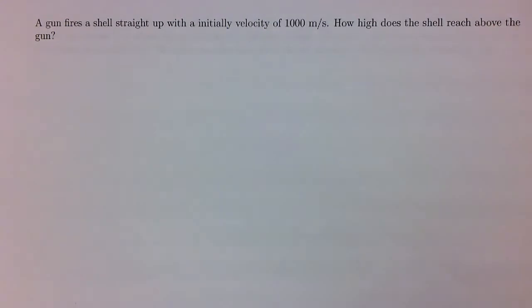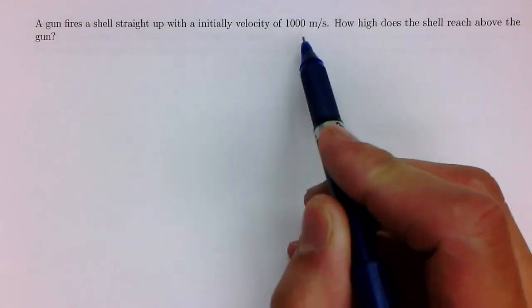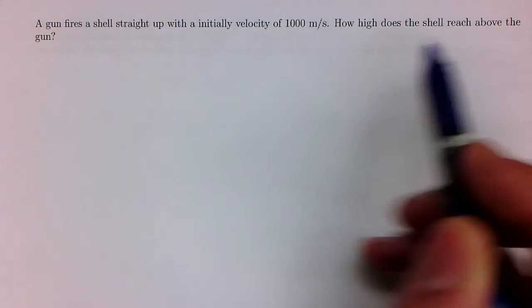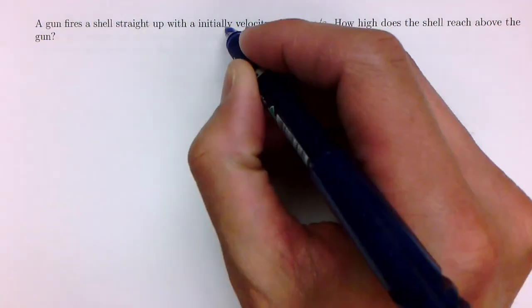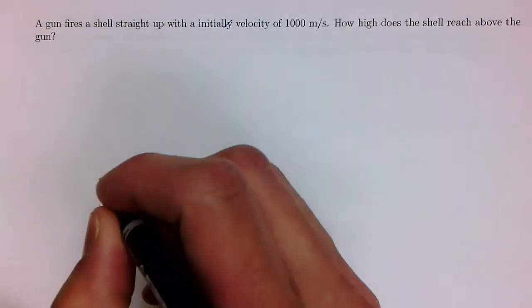This next problem is about conservation of energy. A gun fires a shell straight up with an initial velocity of 1,000 meters per second. How high does the shell reach above the gun? So that should be with an initial velocity. Okay, so let's draw a picture of this situation.